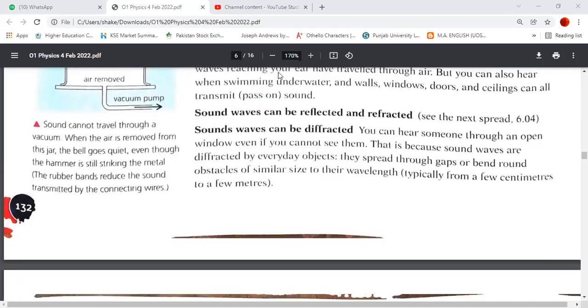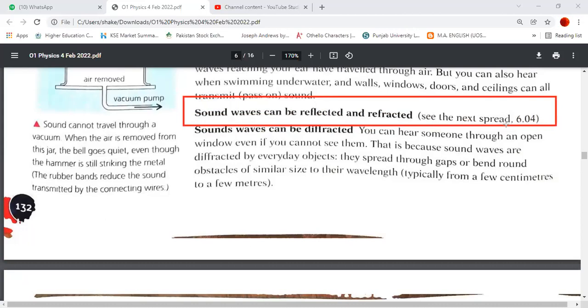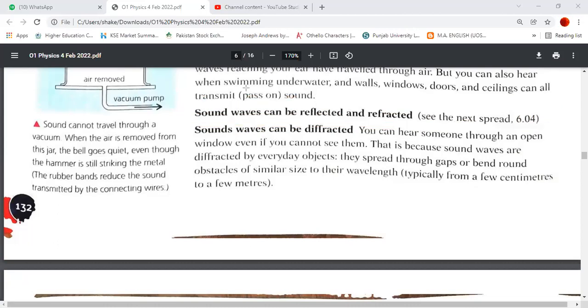Then, sound waves can be reflected and refracted. Two things: reflection and refraction. Reflection is when you are clapping somewhere, for example in the hilly areas, and you are again hearing that sound. So the sound is actually reflected from the surfaces of the hills or the other stones or the cliffs. So the sound waves can be reflected, and they are refracted as well.